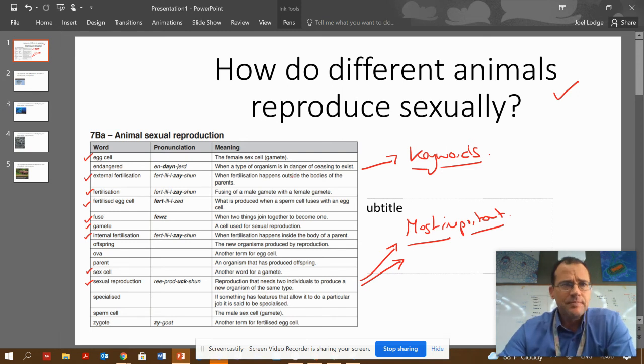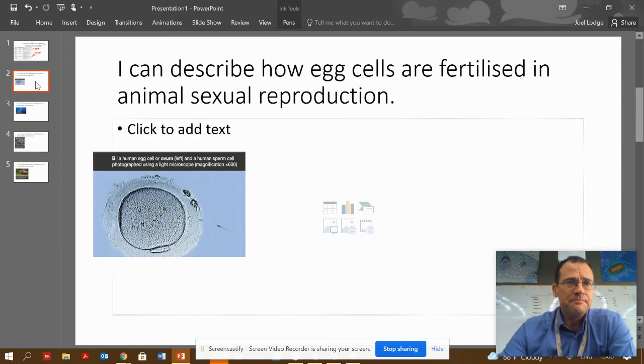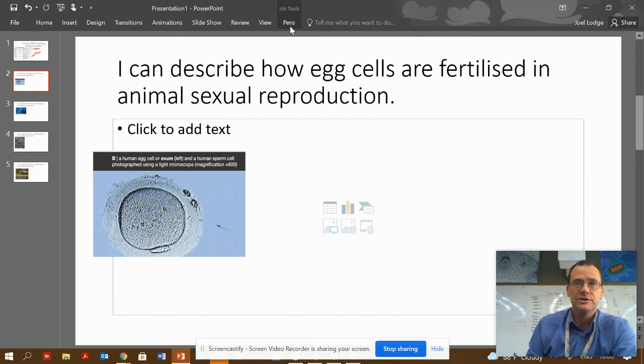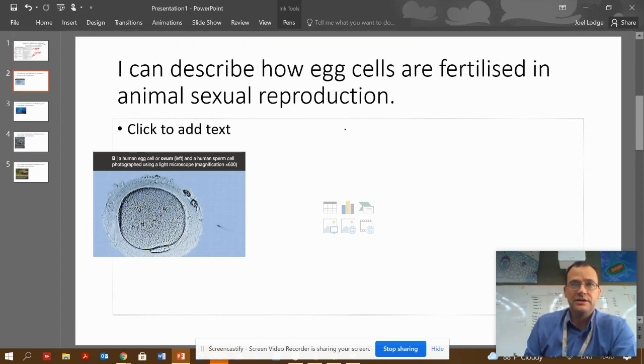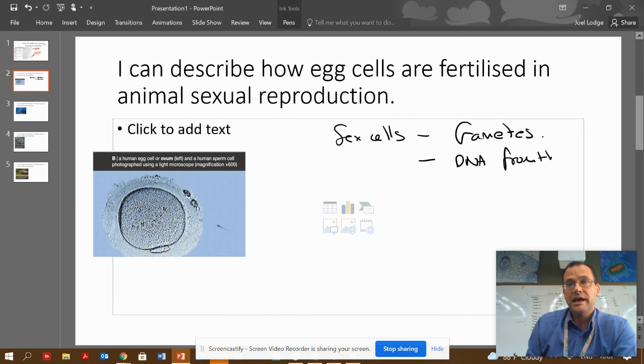Now, how sexual reproduction happens is we have two kinds of cell. If you look back in your keywords, we have sex cells, which we can call gametes. Now, these have DNA from the parent, but they don't have the full set. They have half the DNA from each parent.